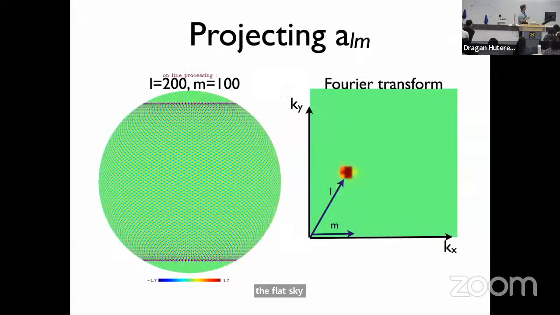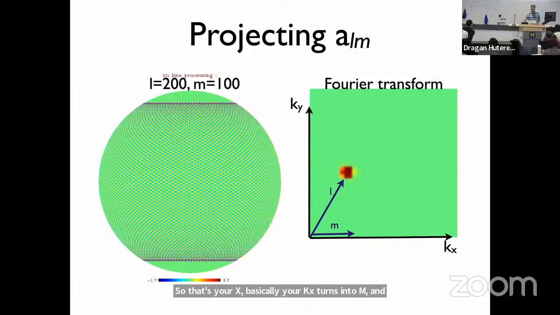So if I just take this L equals 200, M equals 100, and just take a Fourier transform of the map in that part of the sky down there, it does indeed map into a single hotspot. And the decoder is that the radius in Fourier space is L, and then M is the azimuthal direction. So that's your X, basically. Your KX turns into M, and then L is your radius in Fourier space.